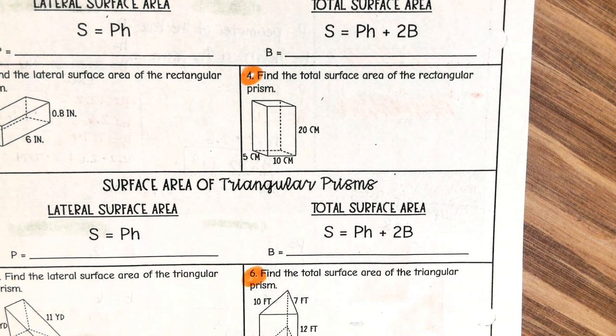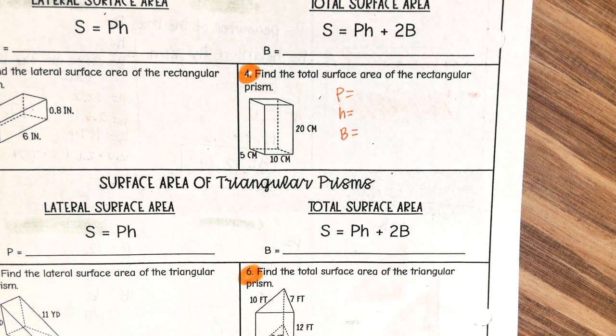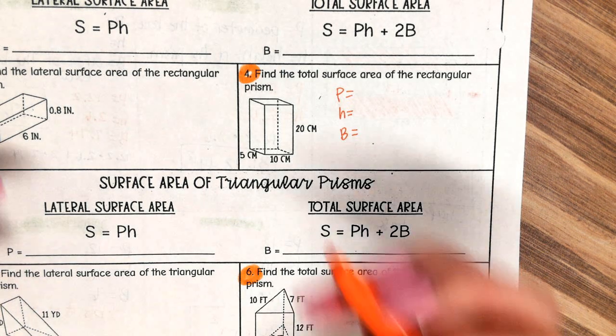Everybody should be setting up number 4. I want to see that you wrote what P, H, and B are. If you need help, start looking up.